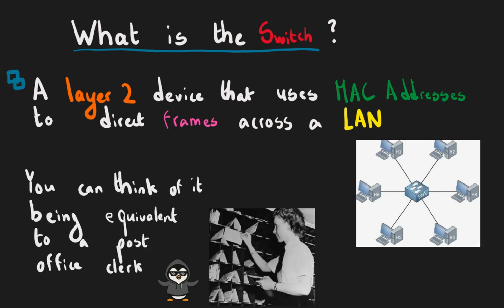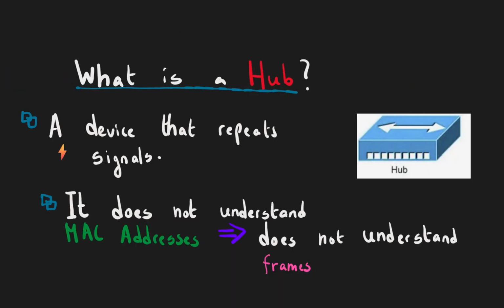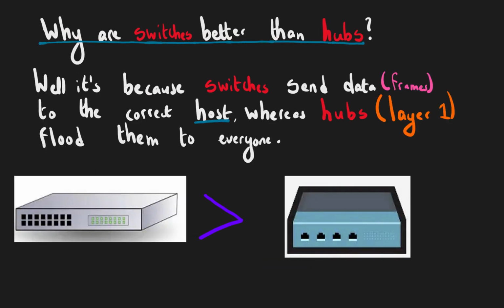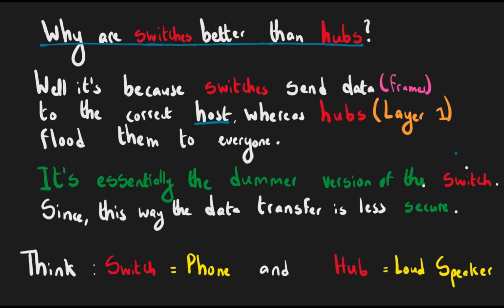If that's a switch, what is a hub, you may ask? Well, to put it simply, it's a device that repeats electrical signals and does not understand MAC addresses, meaning it does not understand frames. Why does this make switches better than hubs? Well, it's because switches send data to the correct host, whereas hubs flood them to every host in the network. It's essentially a dumber version of the switch, as data transfer is less secure. An easy analogy to remember, think of the switch as a phone and the hub as a loudspeaker.